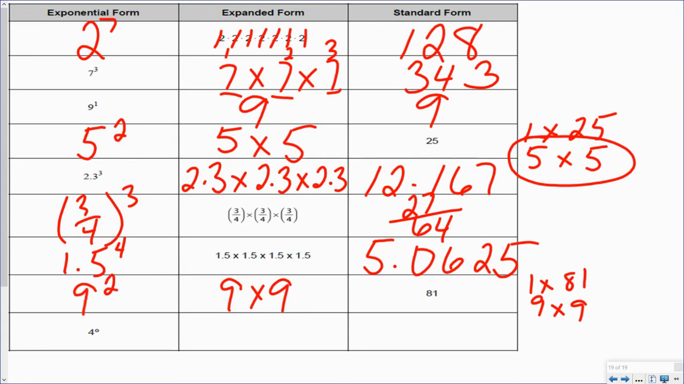Here I have 4 to the 0th power. And any number to the 0th power is always equal to 1. No matter what number it is, whether it's 4 to the 0th power, 100 to the 0th power, or 56 to the 0th power, it is always equal to 1.